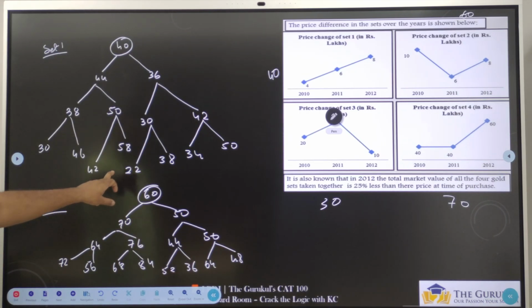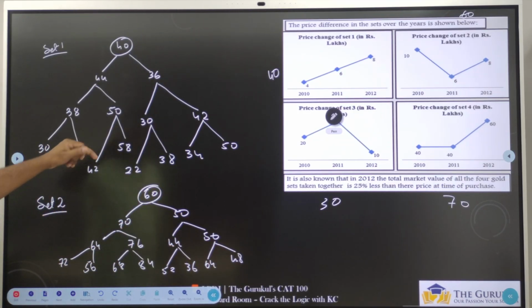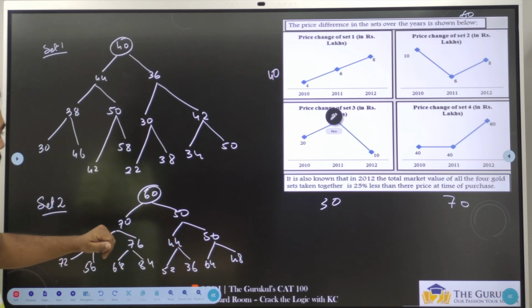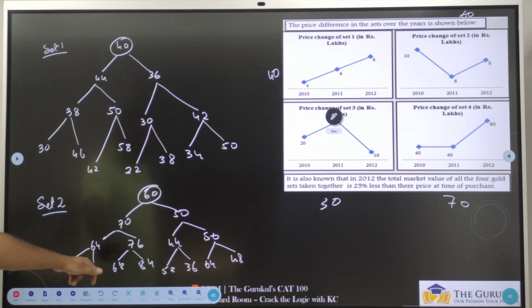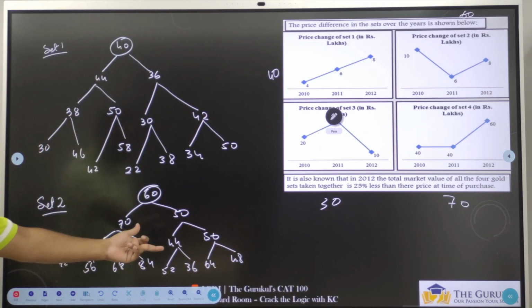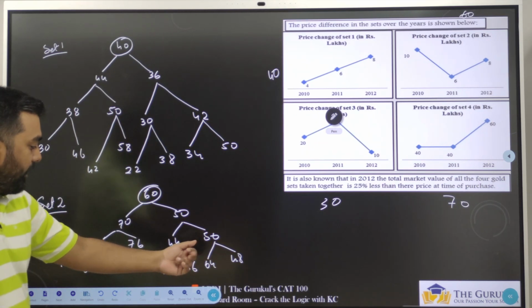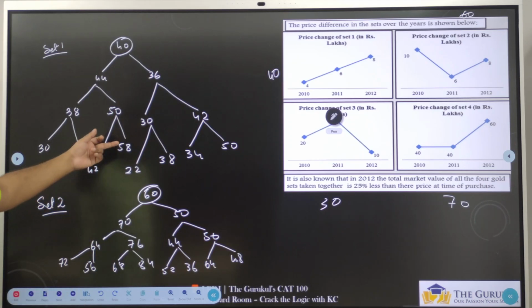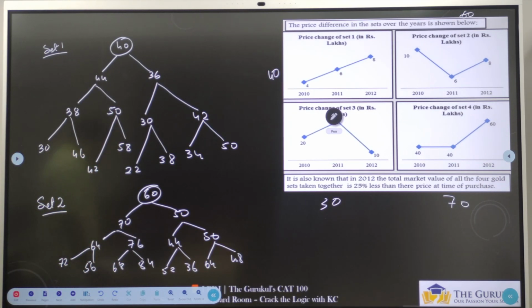If I take 22, 22 plus 48 is possible, 42 plus 48 is possible, and 58 plus 52 is possible. 50 is not possible because there is no complementing value over here to make 0. 30 is also not possible. If 46 is coming here, 84 or 64 should come. If 42 is coming here, then something ending with 8, 68 and 48 should come. If 58 is coming here, 72 and 52 should come. So we have different possibilities over here.